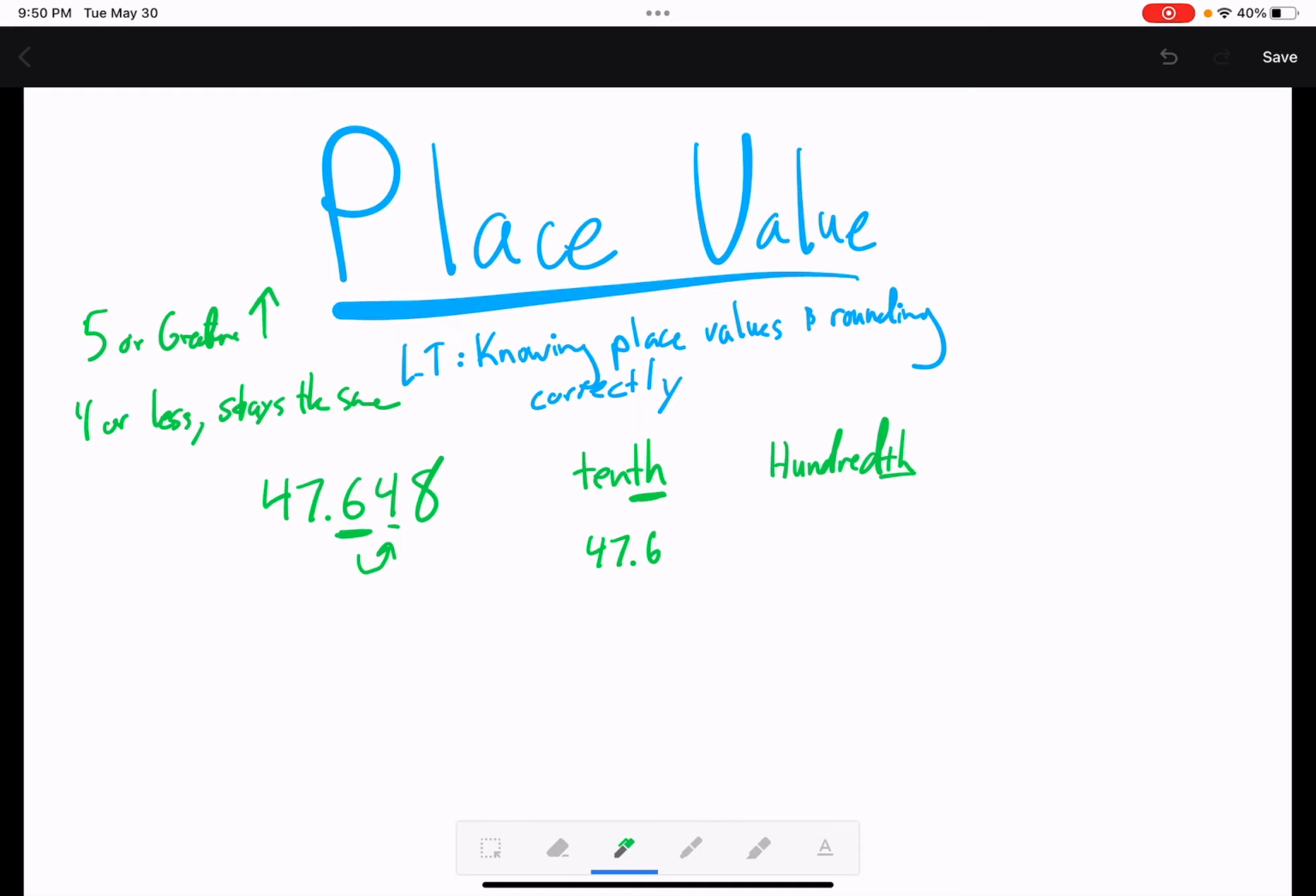But now, if I were to change it and I want to go to the hundredth, again, emphasis on the TH part there, I'm now going to be stopping at the 4. And I want to look one to the right to see what's up. And that's an 8. And so as a result, it's going to go up. So that's 47.64. So not 64, 65. I need to bump that up 1 because this 8 is greater than 5.